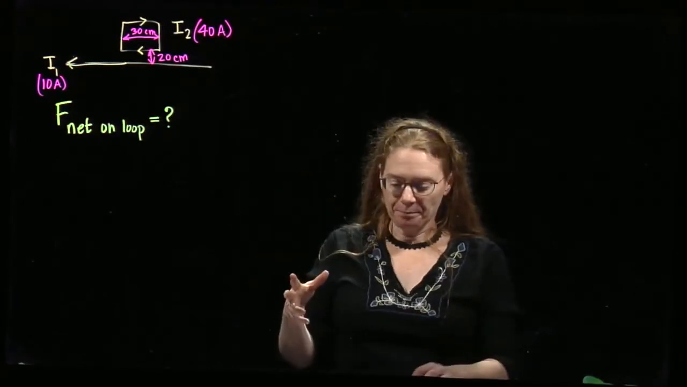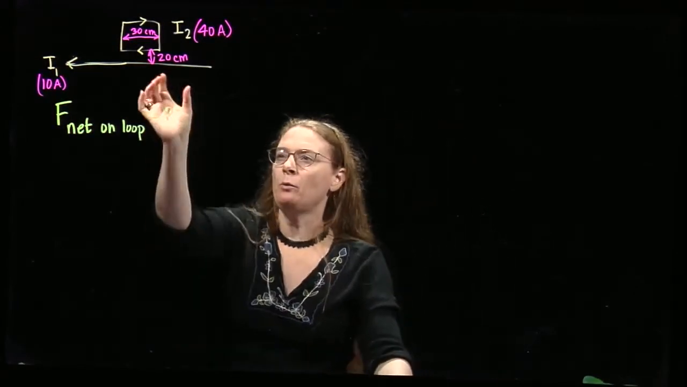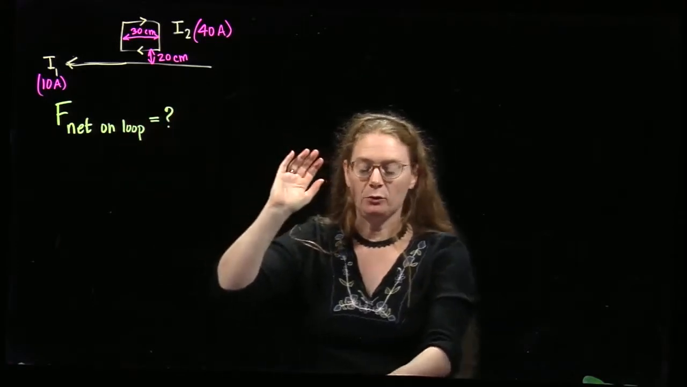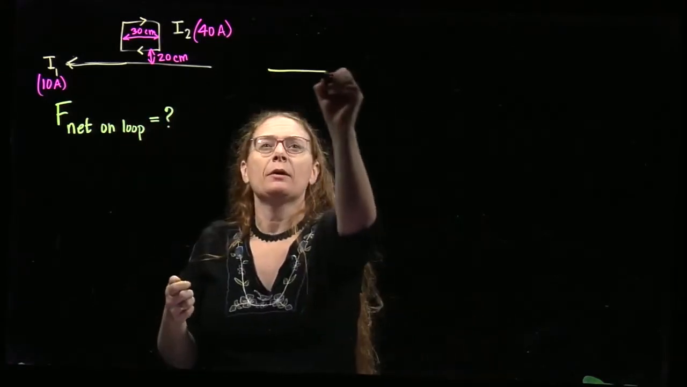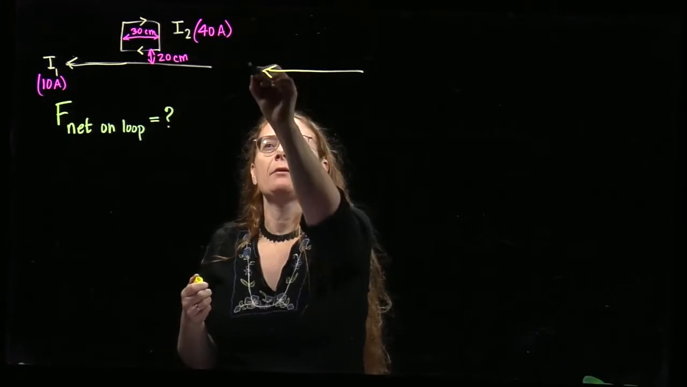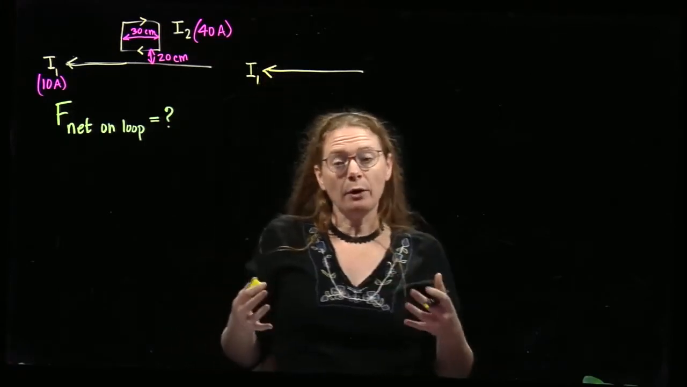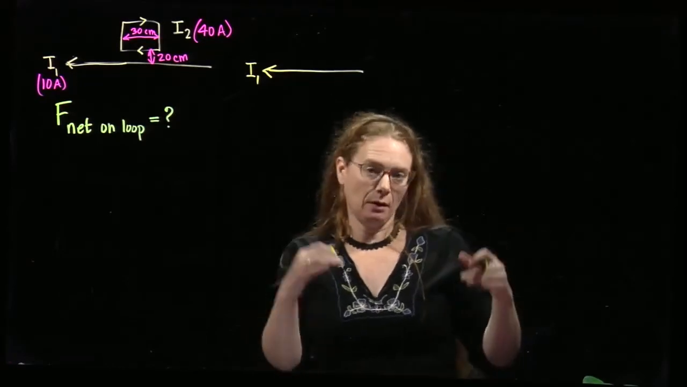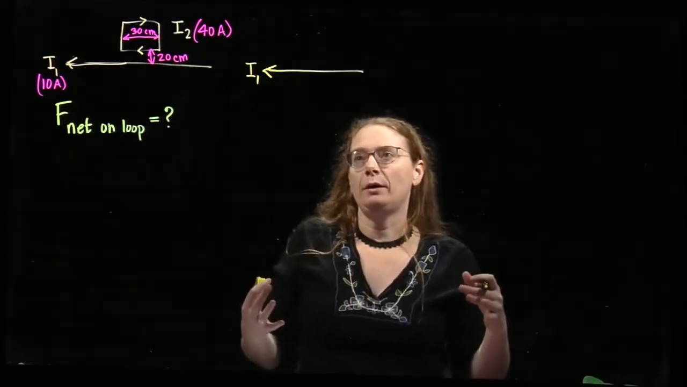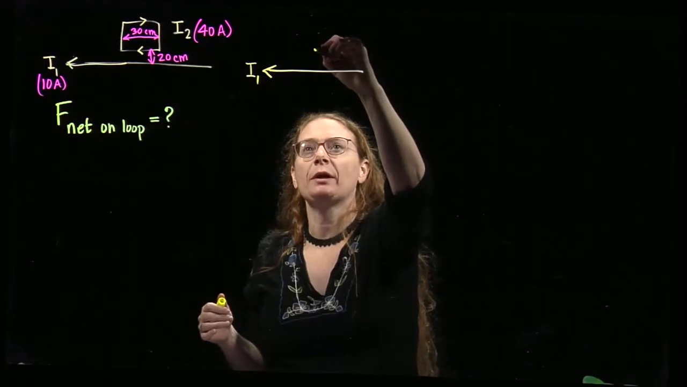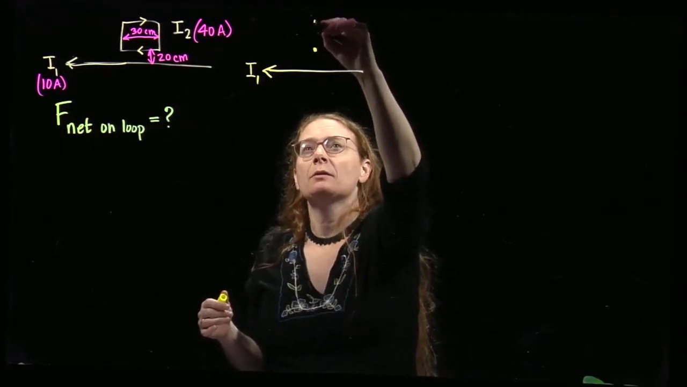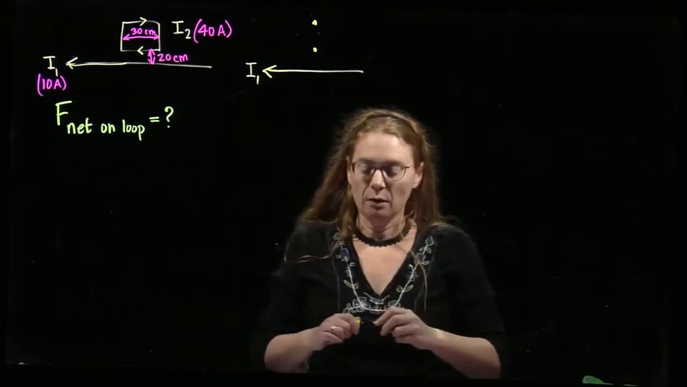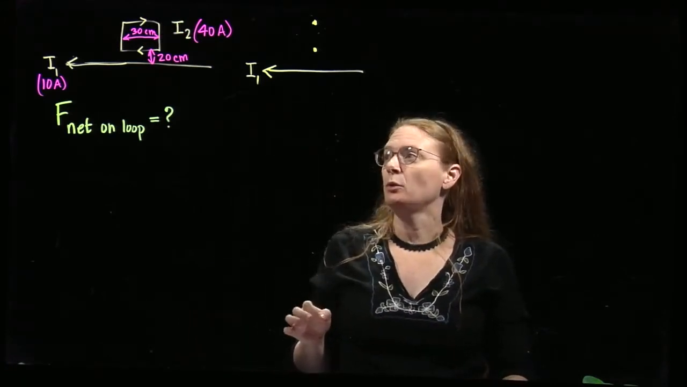So to start, again, I1 is going to create a magnetic field. So I'm just going to draw I1. I'm not going to draw the loop. I'm just going to say, okay, I've got I1, and I want to know what the magnetic field is from that current carrying wire. And I want to know what the field is at two different points, at these two points where the two parallel bits of the loop are.